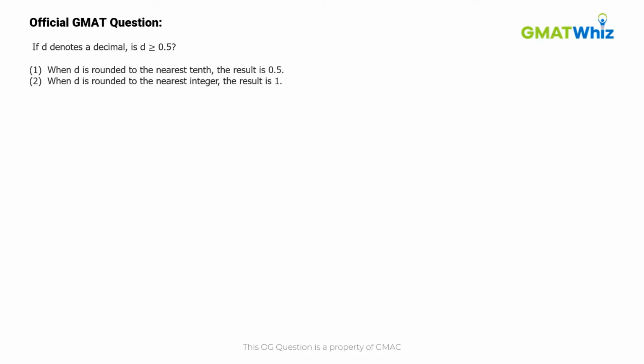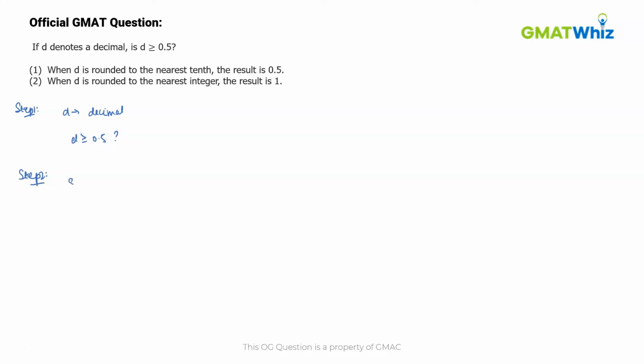In this question, we are given that D denotes a decimal and we have to check if the value of D is greater than or equal to 0.5. Now, there's not much information given in the question, so let's move on to step 2 and analyze the statement 1.